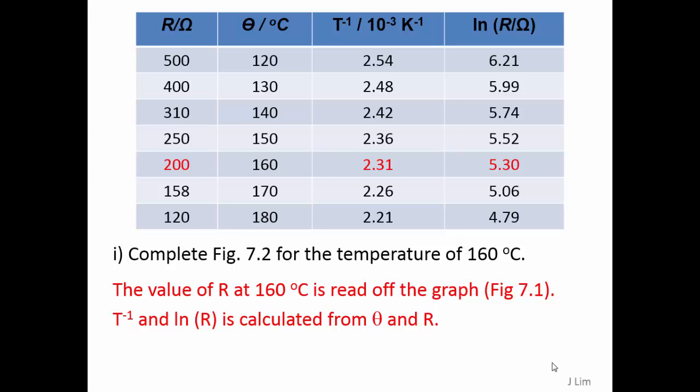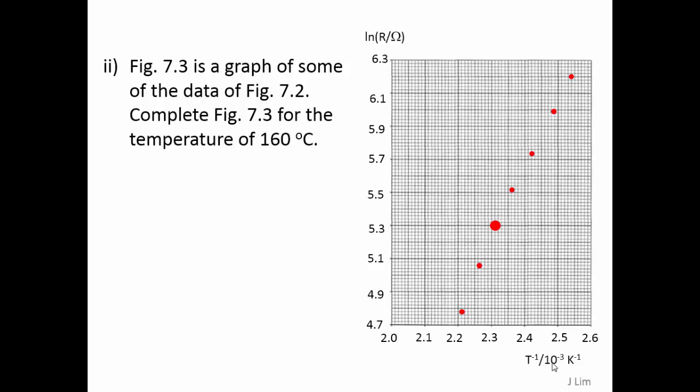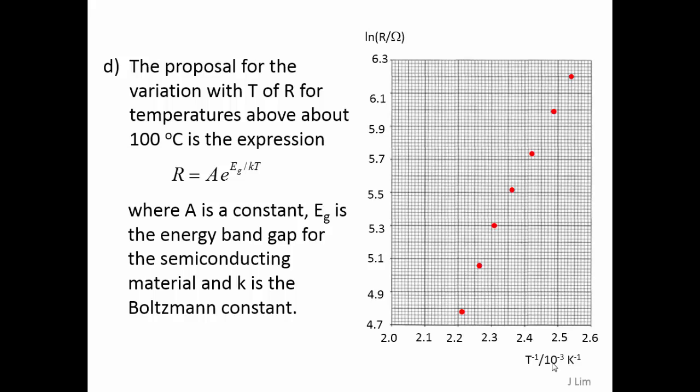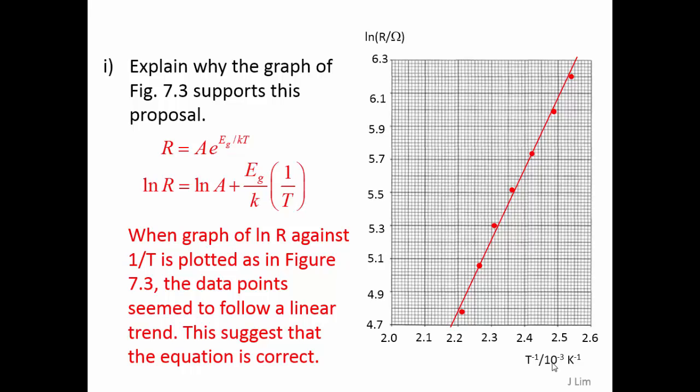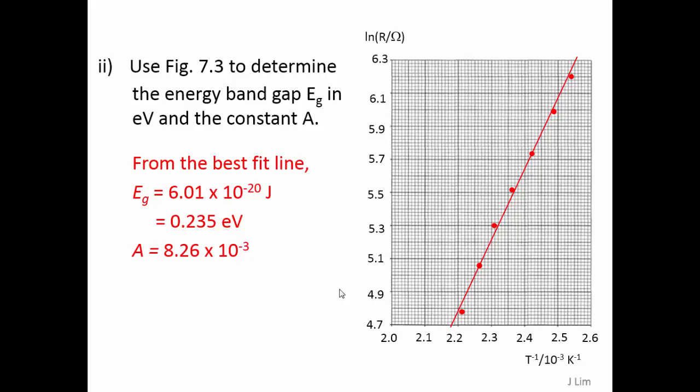The value of R at 160 degrees is read off from the graph. 1 over T and ln R are calculated from theta and R. So these are the two equations. When the graph of ln R against 1 over T is plotted as in figure 7.3, the data points seem to follow a linear trend. This suggests that the equation is correct.